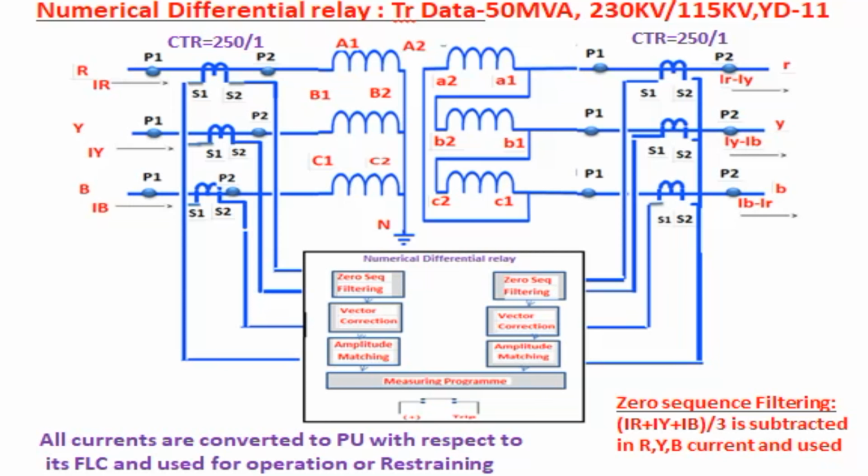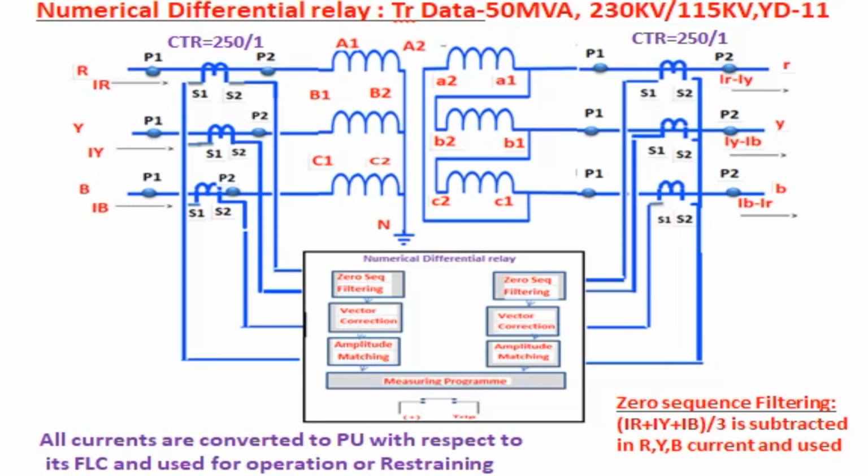Once you charge the transformer and it is loaded, the load current flows into the transformer. The secondary current will come to the relay. What the relay does is, first it considers the A winding current. Zero sequence filtering happens in the relay. What is zero sequence filtering? The summation of all currents divided by 3 is subtracted from each phase current of the A winding. This is called zero sequence filtering.